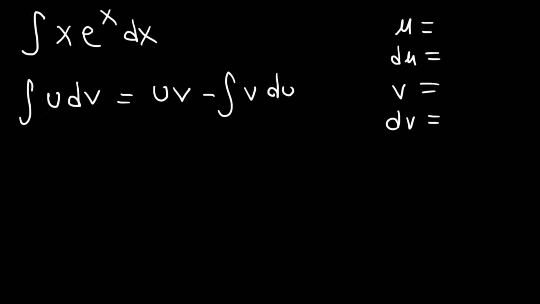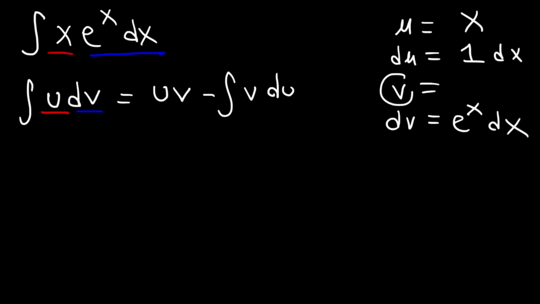So which one should we set equal to u and which one should we set equal to dv? It's best to set u equal to x, because if we do so, du will simply be equal to 1 times dx. And when dealing with constants, they're a lot easier to integrate than variables. So we're going to make dv equal to e to the x dx. Now v is the integral of dv. The integral of e to the x is simply e to the x.